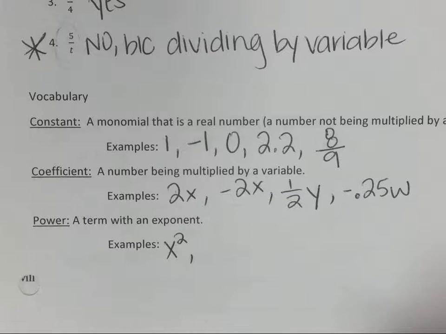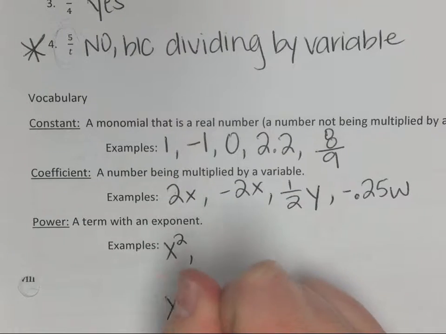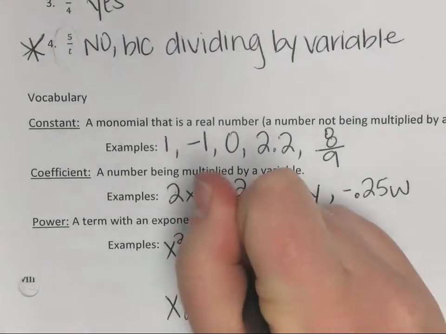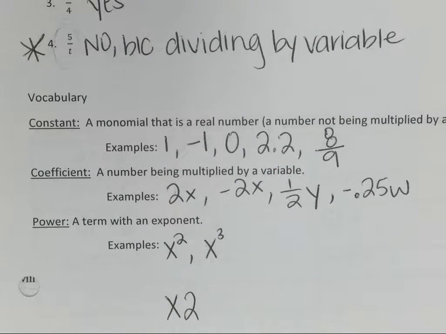X squared. That's not saying anything. X cubed. This is x squared. You said x squared, right? X cubed. We can do x cubed. X to the third. X to the third power is x cubed.